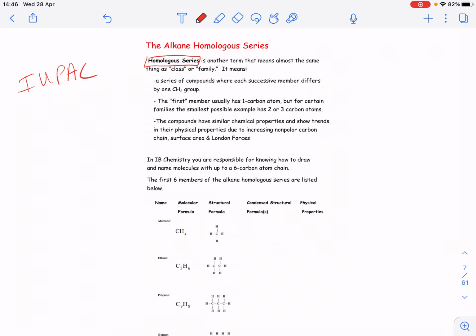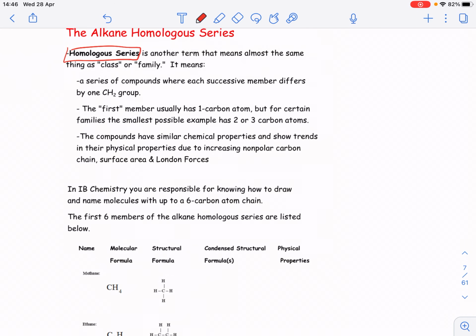So the alkanes is an example of a class of compounds, has certain structural features, and we often think of the members of that family one after the other as they get longer. A homologous series is an IB vocab term that they will sometimes ask you to pick from, on multiple choice, a series of compounds that match the definition. So a homologous series is a series of compounds where each successive member differs by one CH2 group.